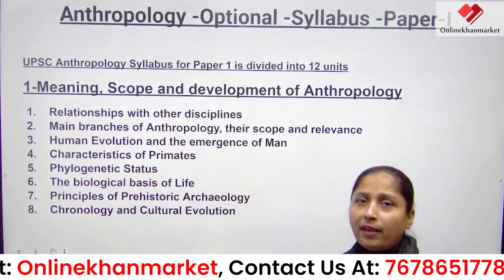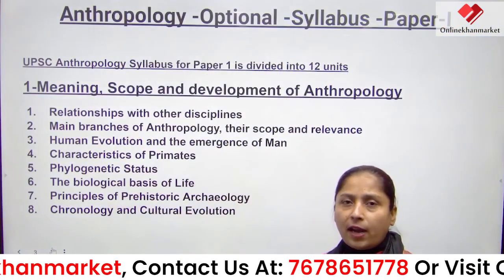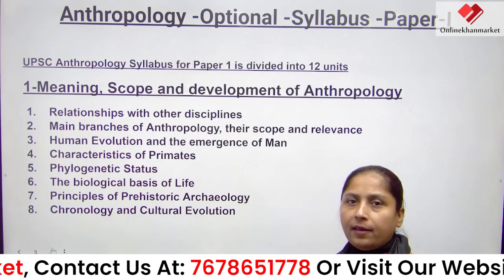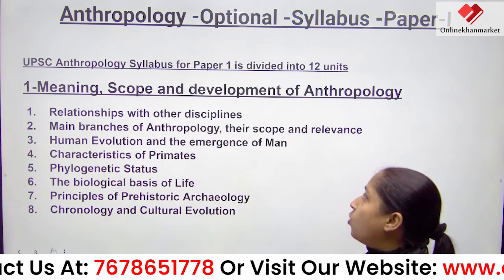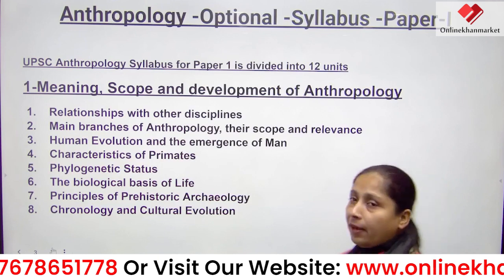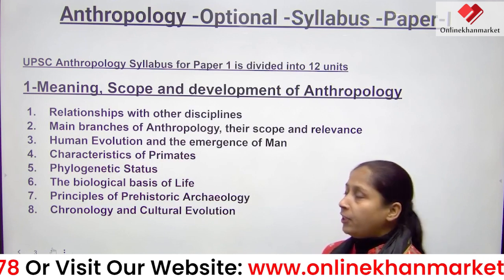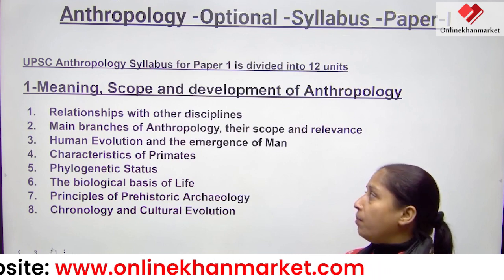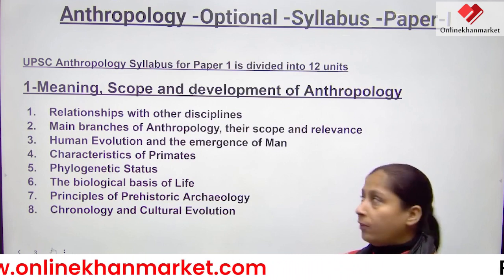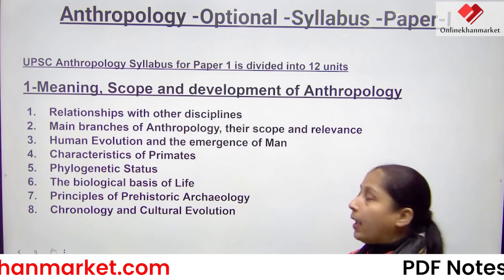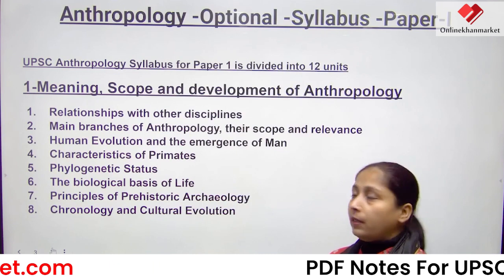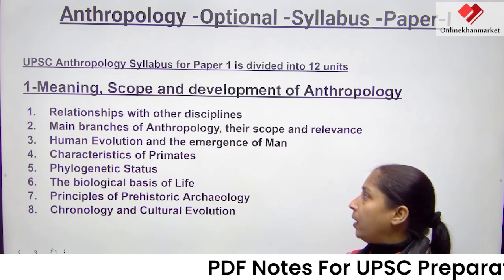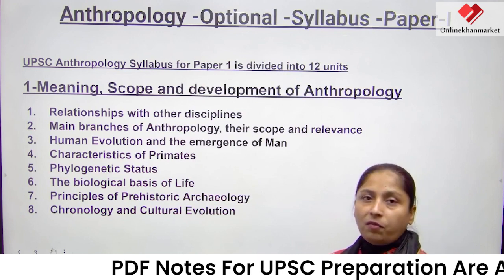As you know, Anthropology Paper 1 is divided into 12 units. Number 1 is meaning, scope and development of anthropology, in which you will learn its relationship with other disciplines. Number 2, main branches of anthropology, their scope and relevance. Number 3, human evolution and the emergence of man.